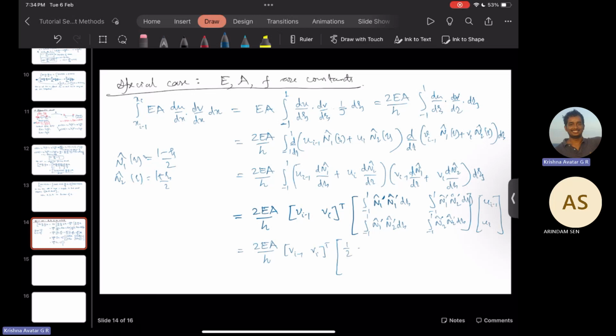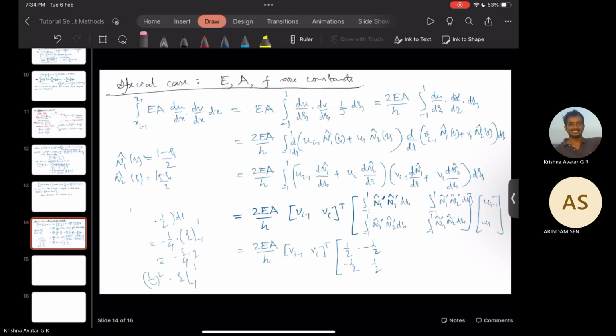Likewise, for the second integral here, n1 prime is minus 1 by 2, and n2 prime is 1 by 2. Integral from minus 1 to 1 dz. So it is minus 1 by 4 into z from minus 1 to 1. So this goes minus 1 by 2 into 2. So this also becomes minus half. Likewise, this term is the same as that, so it is minus half. And fourth it will be 1 by 2 whole square into z from minus 1 to 1. This also becomes 1 by 2.